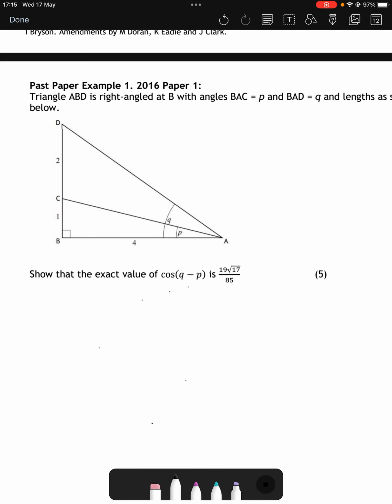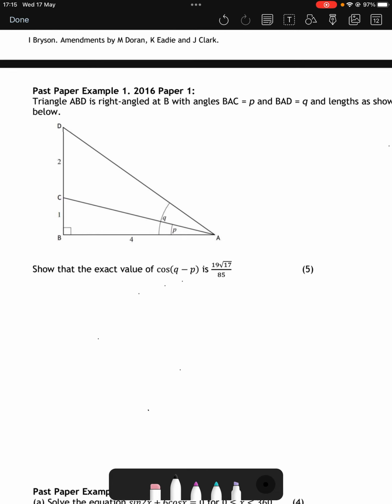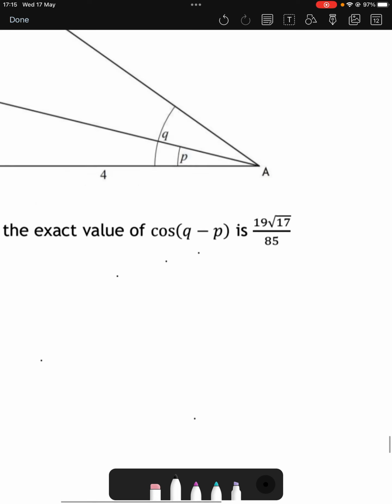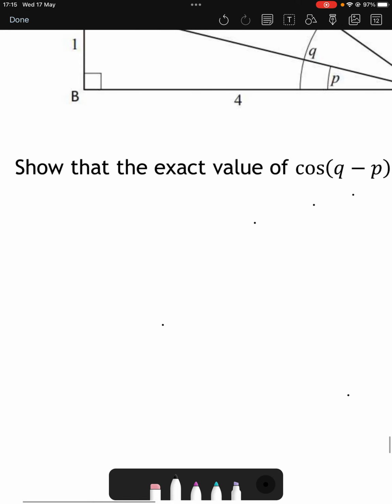Okay, so pass out example 1, 2016, and it's from paper 1. So we've got triangle ABD is right angled at B. We've got our two angles denoted there, P and Q, and we want to find cos of Q minus P. So cos of Q minus P, you should recognise from your formula sheet.